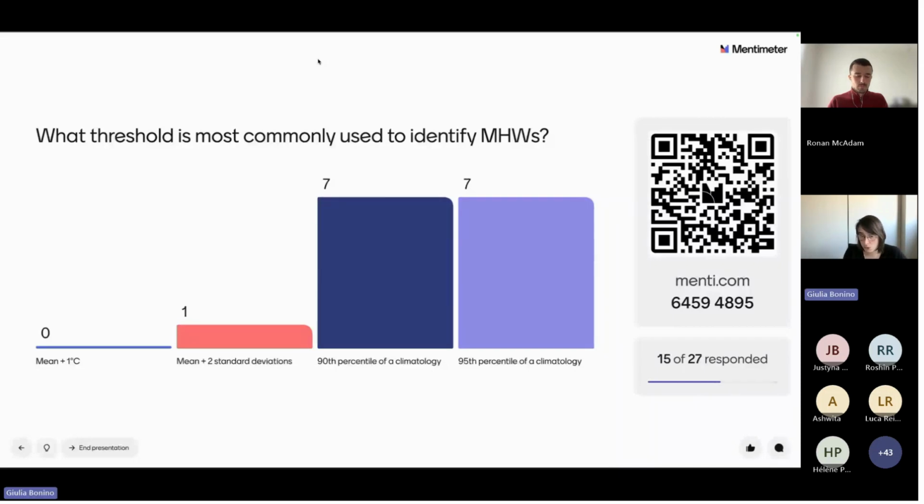Yes, the most common is usually the 90th percentile of a climatology, but since we are going towards a warmer climate, we are starting to consider also the 95th percentile of climatology. And so, yeah, you are quite right.